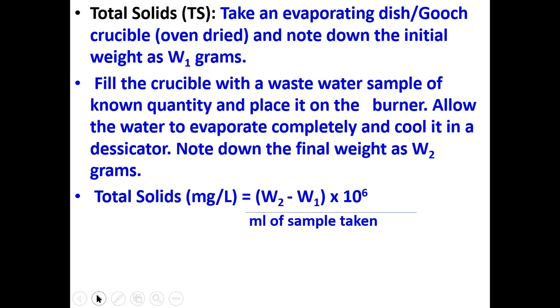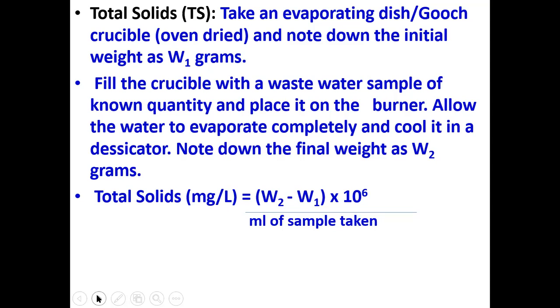You have to take a known quantity. You have to measure the known quantity and then transfer this wastewater into the crucible and place it on a burner. Now you have to take that known quantity of the wastewater in a crucible and place that crucible on a burner. Then what you have to do is allow this water to evaporate completely. So you have to evaporate the wastewater from that particular thing.